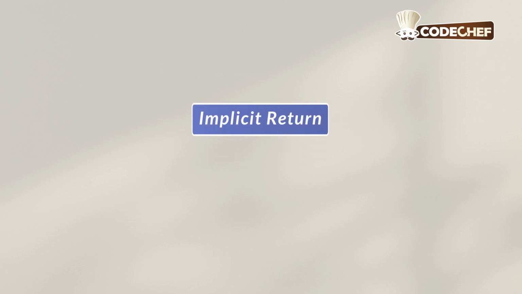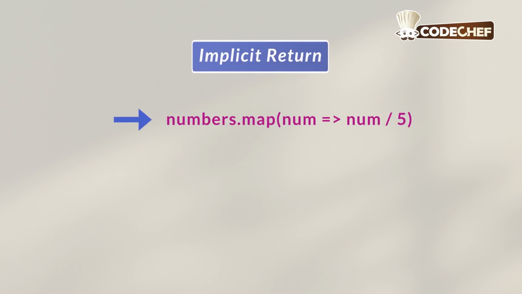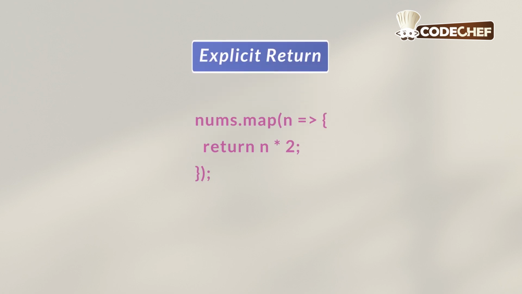Coming to implicit return. Here, we are using an arrow function without curly braces. Since it is a single line expression, JavaScript automatically returns the value. This is known as implicit return. In this example of explicit return, we are using curly braces inside the arrow function. When we use curly braces, we must explicitly write the return keyword. This approach is useful when the logic is longer or clearer to read.